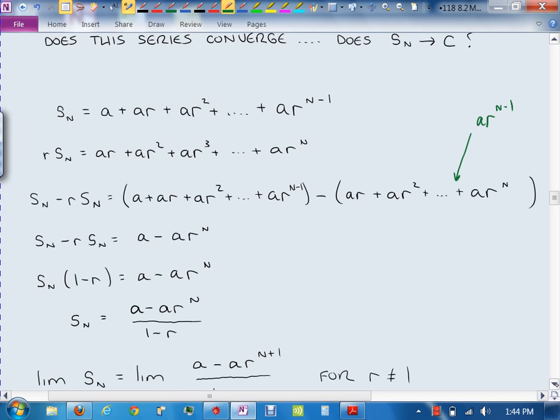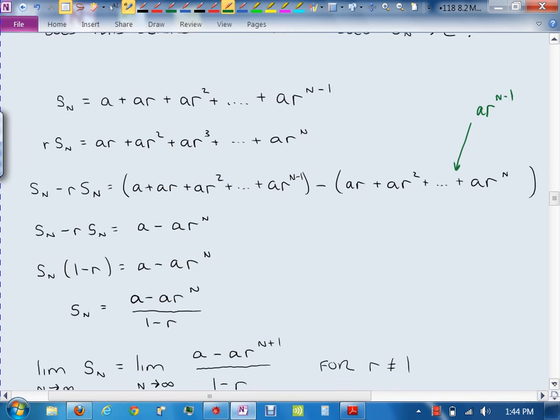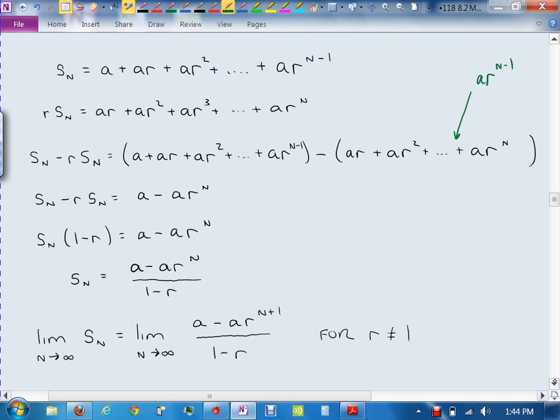Still there? Now factor out the S sub n here. Factor it out. And lastly, divide both sides by 1 minus r. What we have is a formula for the nth partial sum. It's a minus a r to the n, over 1 minus r.